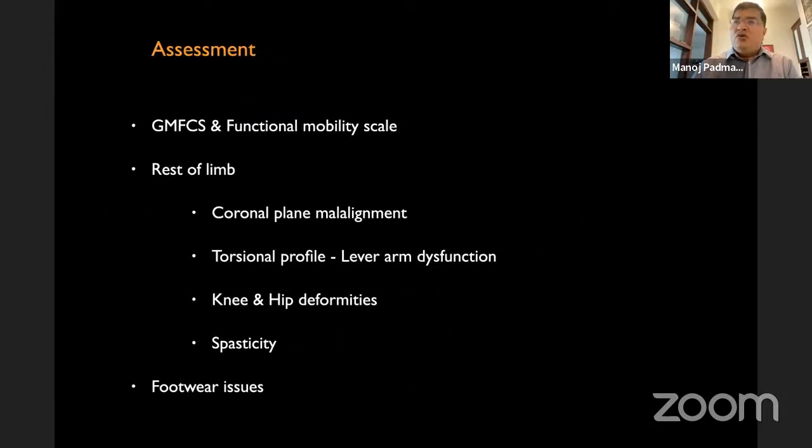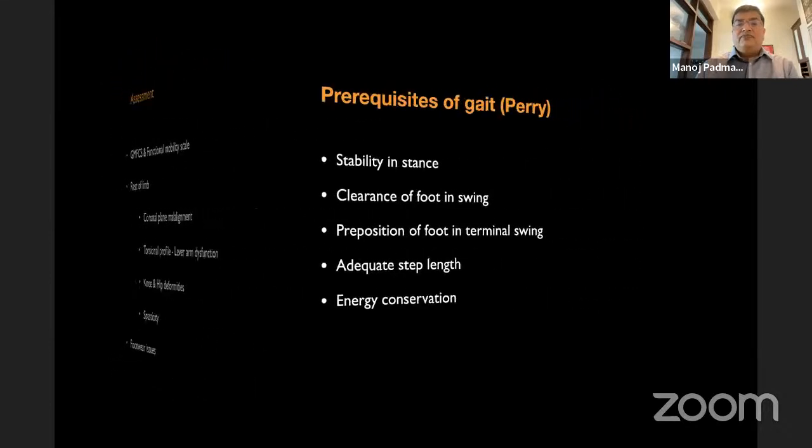And when you assess, what are you looking at? It's not just the foot. There are very few investigations which will actually help you. So GMFCS and functional mobility scale, GMFCS to assess the functional status. Do not forget the rest of the limb: coronal plane malalignment, varus valgus deformity at the knee, torsional profile, especially extorsion of the tibia and femoral intorsion. All of these can contribute to exacerbating the planovalgus. Concomitant knee and hip deformities may have a bearing on the outcome of your surgeries, and uncorrected spasticity definitely will cause problems in recurrence of deformity. Look at what the footwear issues are, especially in ambulators who have a planovalgoid foot.